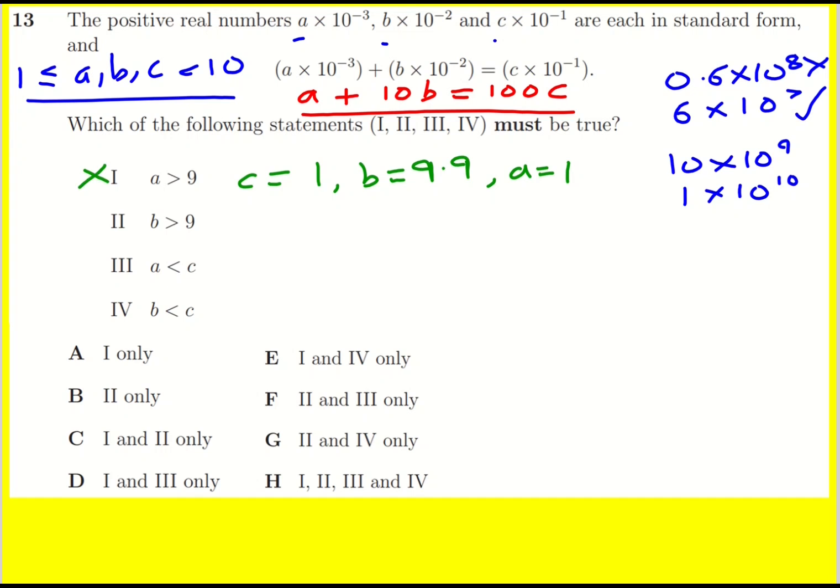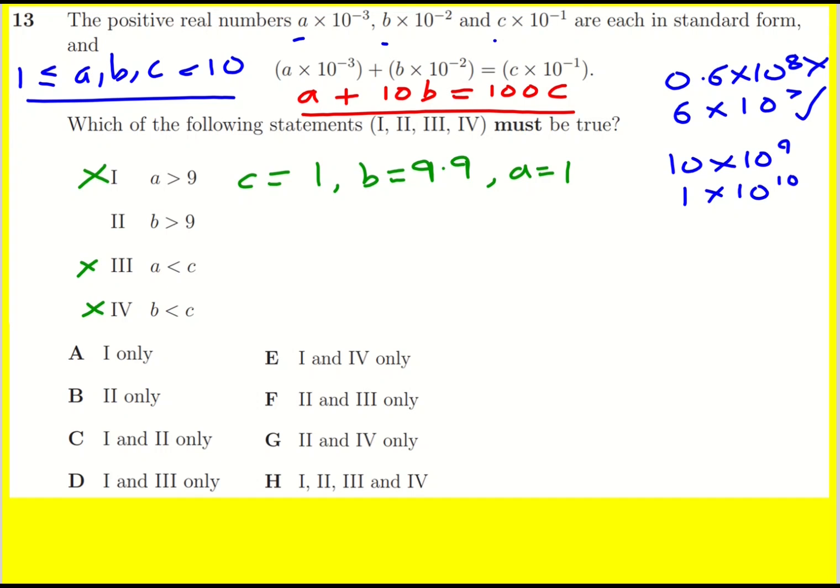Before I look at the second one, I'm just very quickly going to look at the third and the fourth. For the third one, it says A has to be less than C, but in my earlier counterexample, I got a situation where they're equal. That worked. We had 1 plus 99 equaled 100, no problem. And actually, the fourth one's not true either because B was 9.9 there and C was 1.